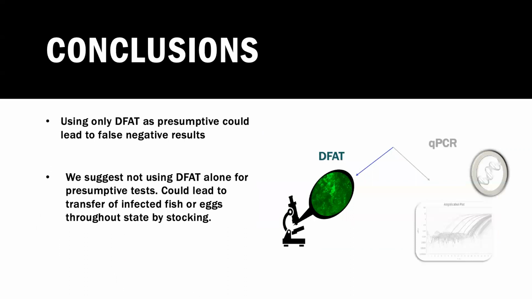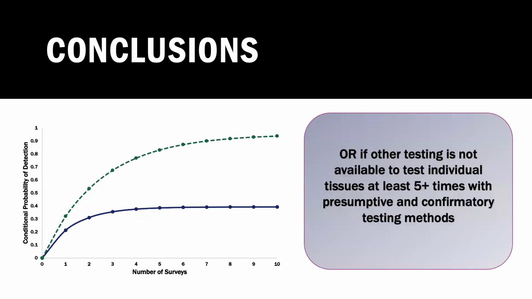And so using DFAT as a presumptive test could lead to high false negative results. And so we suggest not using DFAT alone for presumptive tests because, again, this could lead to transfer of infected fish or eggs throughout the state by stocking when we have a false negative result. We also suggest that if other testing is not available to test individuals, maybe we actually test with higher number of replicate surveys on the tissues, 5 or more times, with presumptive and confirmatory testing methods.